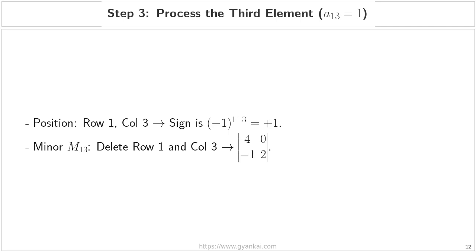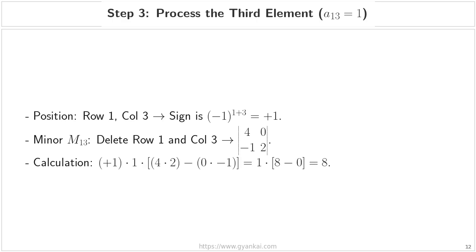Next, we need to find the minor, which we call M sub 13. To do this, we follow the same rule we used in the previous steps. We mentally cross out the entire first row and the entire third column. Looking at what remains of our original matrix, we are left with a 2 by 2 determinant consisting of the numbers 4, 0 in the top row and negative 1, 2 in the bottom row.